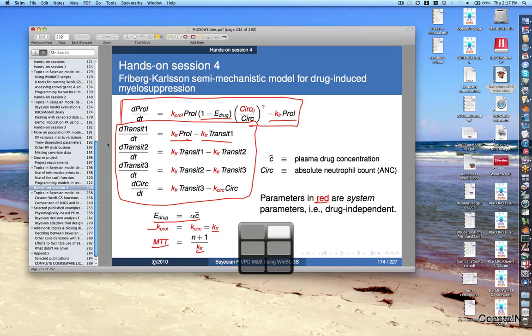So let me actually step back again here. If you look at the nature of this model, there is of course some baseline value that we're going to be working with.